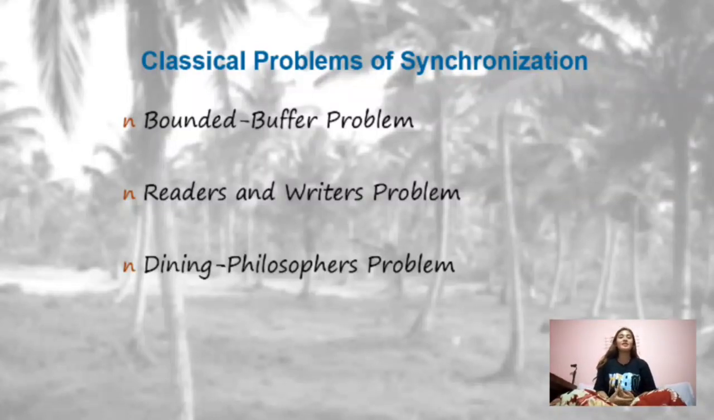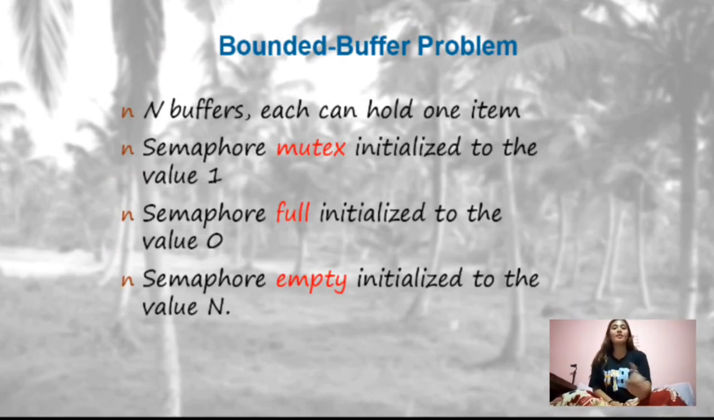In my part, let's proceed on the classical problems of synchronization. First one is the bounded buffer problem. So n buffers, each can hold one item. Semaphore mutex initialized to the value 1. Semaphore full initialized to the value 0. And semaphore empty initialized to the value of n.